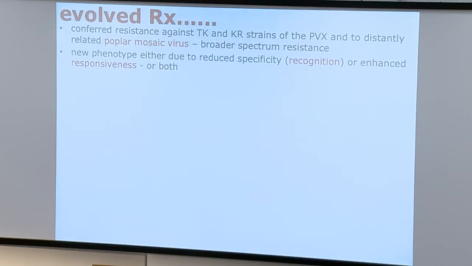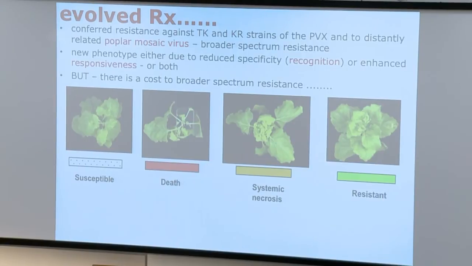But there's no such thing as a free lunch. Some of these mutant forms of the R protein, as well as conferring broader spectrum resistance to the starting virus, also affected the way that the plant interacts with other viruses. The other virus in this instance is called poplar mosaic virus, and the plants basically suffered cell death when they were infected with poplar mosaic virus.